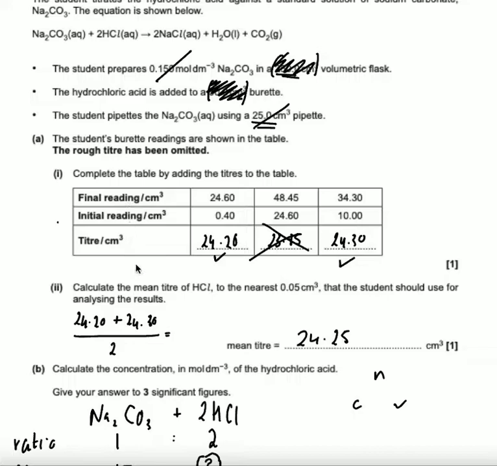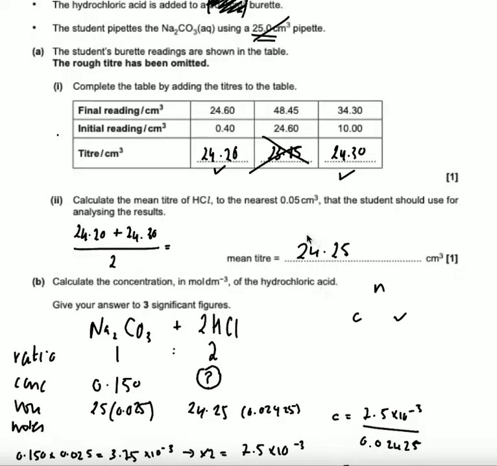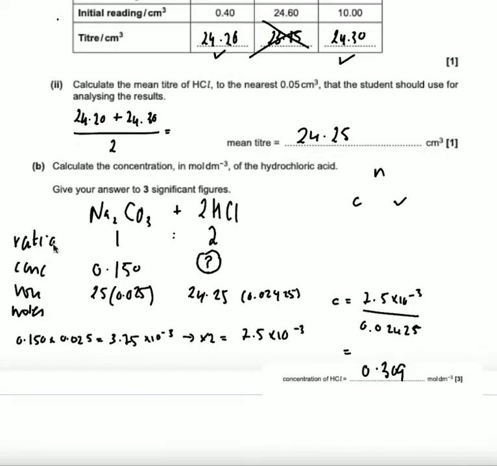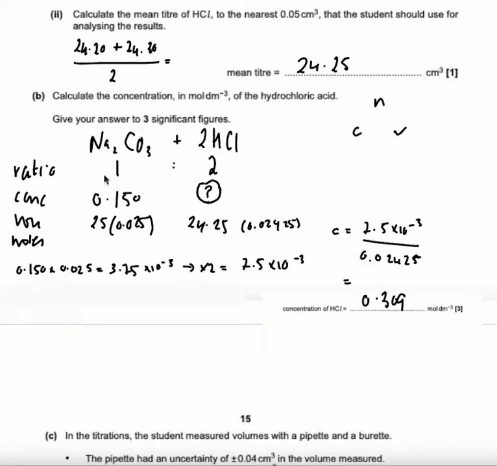And then we scroll, and we see that the other number we have is 24.25, and that tells us to calculate the mean titer of HCl used. So now we know that 24.25 centimeters cubed is the volume of HCl used. So I go to HCl and I put the volume, but I divide it by 1,000 to convert it to decimeters cubed, giving me 0.02425 as the volume. Now, I've used everything I've been given.